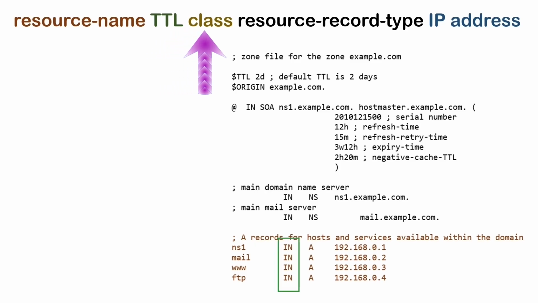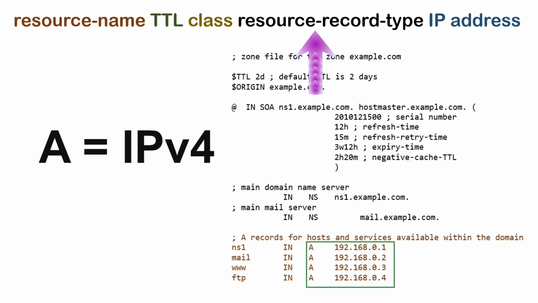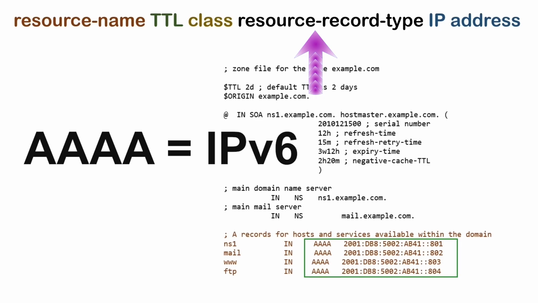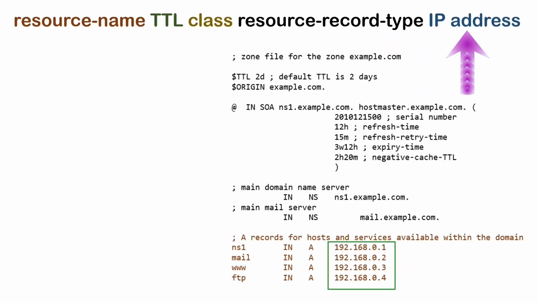The class field defines the class type of this record. The resource record type field defines the type of record. The A record maps an IPv4 address with the name of a host or a service. The quad A record maps an IPv6 address with the name of a host or a service. The IP address field defines the IP address we want to map with the name defined in the name field.